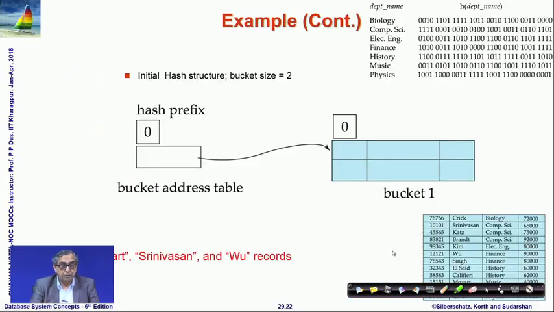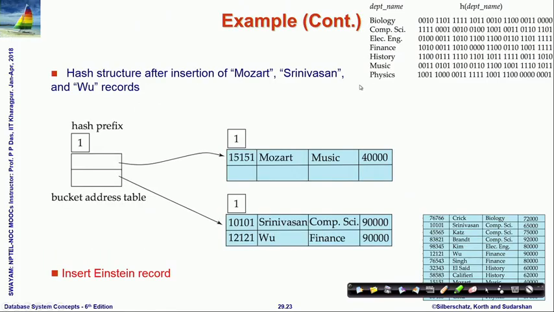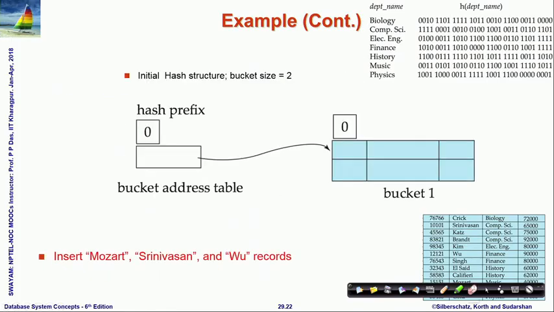Now, what do we do? Initially we start with, so this is all the different hash values that you can see. I am sorry, this is all the different hash values, and this is the table that I need to actually represent. Okay. So, initially there is nothing. So, I will try to insert Mozart, Srinivasan and Wu, these 3 records here. So, let me try that.